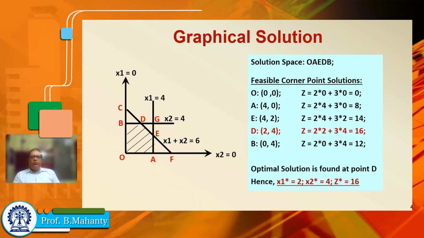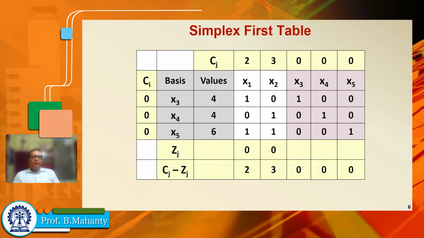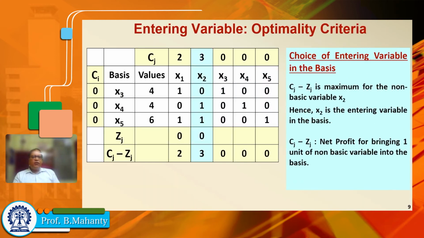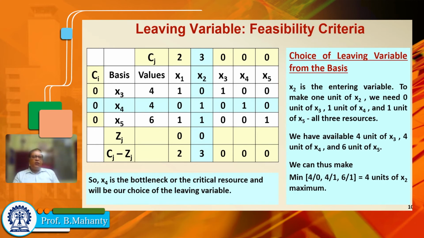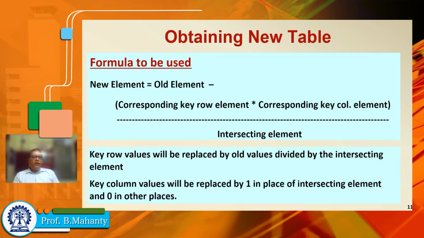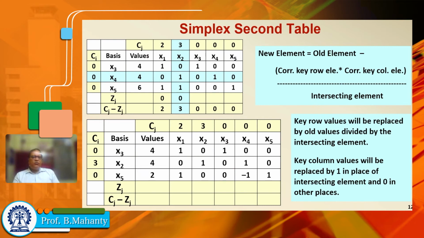So this is how these calculations are done. We have the first table. From the first table, we find the entering variable. From the entering variable, we find the leaving variable. We see the key row and the key column. The key row is divided by the intersecting element. The key column becomes 0, 1, 0, so that the canonical form can be maintained. And the other elements are obtained by: new element equals old element minus corresponding key row element into corresponding key column element divided by the intersecting element. So that's what we do.